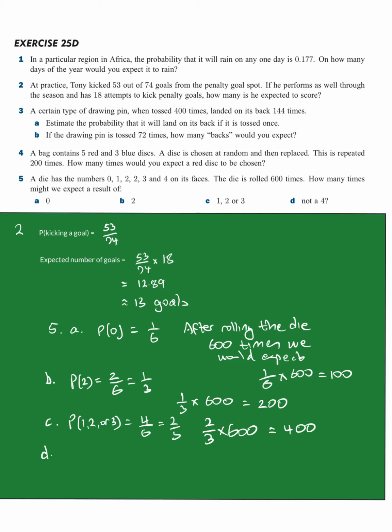And then D, the probability of not getting a 4. Now getting a 4 would be 1 on, there's only 1 out of 6, so 1 on 6. So not getting a 4 would be 5 on 6. So 5 on 6 times 600 equals 500. That's how many times you'd expect to get not a 4.